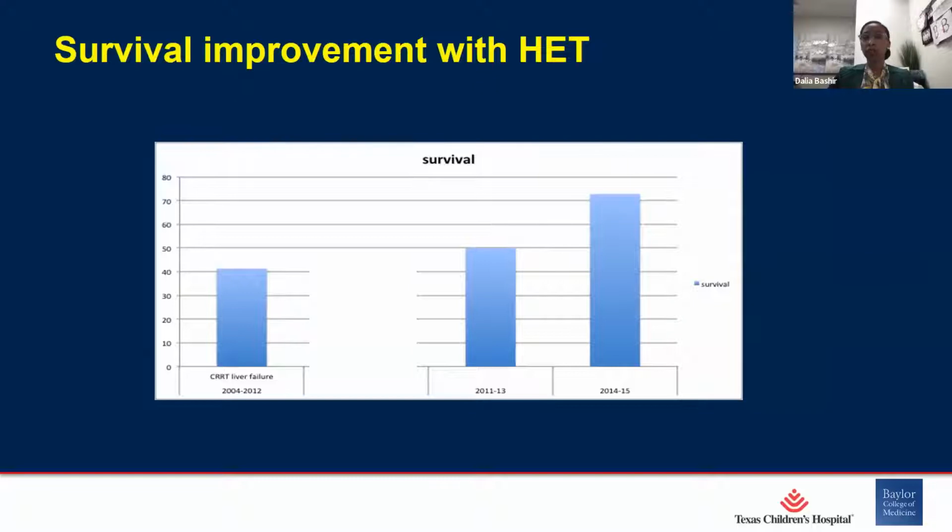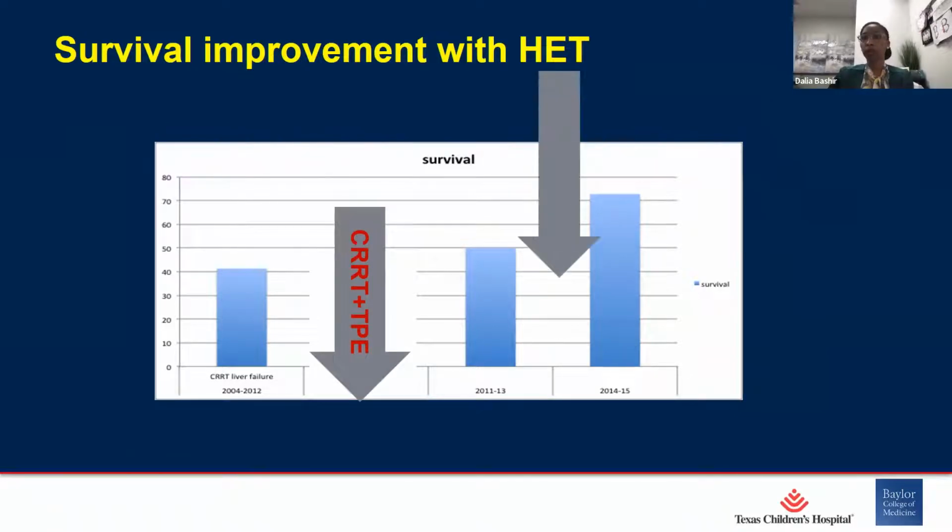So this is our data before 2012. This is patients who had liver failure and had only undergone CRRT. We had a survival of about 40%. After 2012, we instituted CRRT and TPE. Our survival went up to about 50%. And in about 2014, we instituted our hybrid approach with CRRT, TPE, and ELS. And you can see here that our survival had gone up to above 70%.